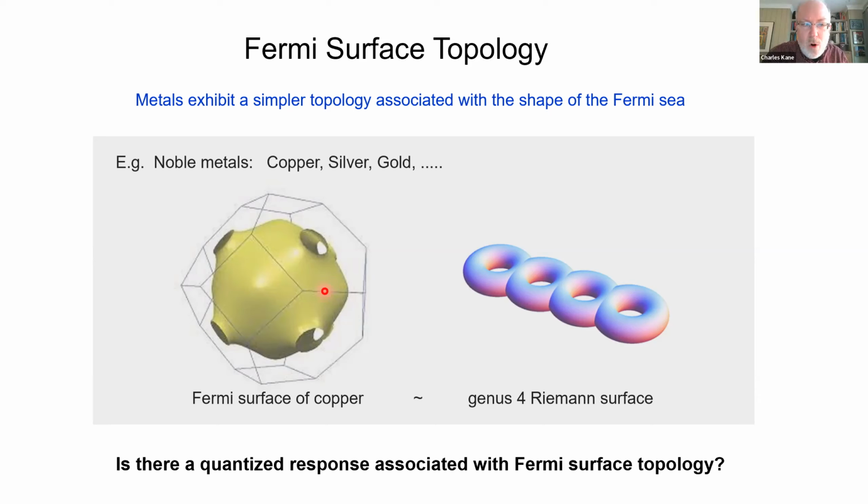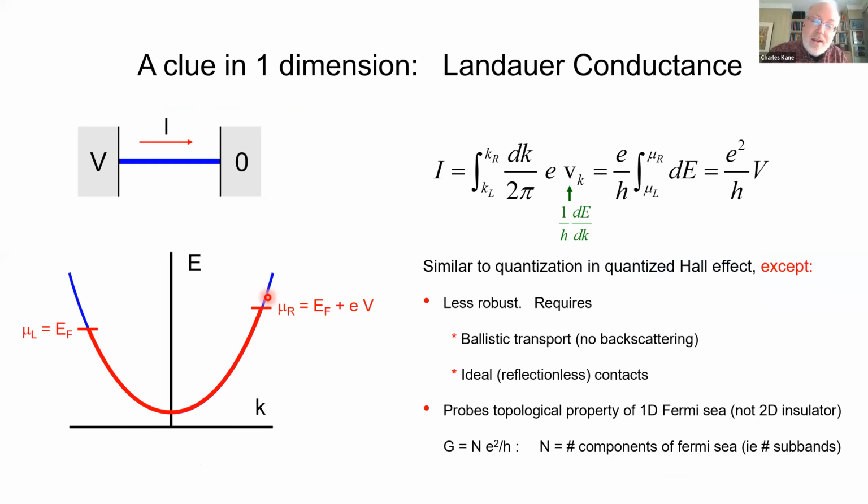But as I thought about it more, I had an epiphany, which is that there actually is an example where I know the Fermi surface topology can be measured. And this example is what happens in one dimension. So this is a clue. In one dimension, there is a quantized conductance, which is the Landauer conductance. If you have a ballistic one-dimensional conductor, then it exhibits a quantized conductance.